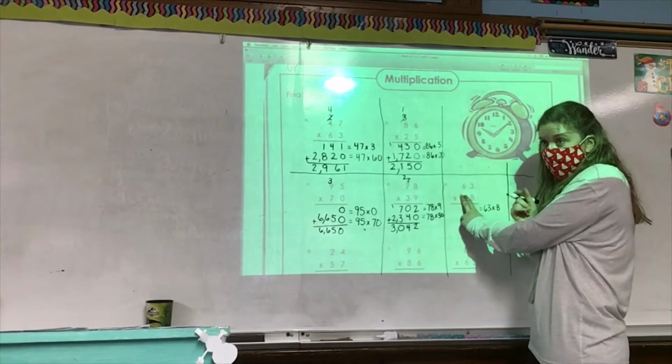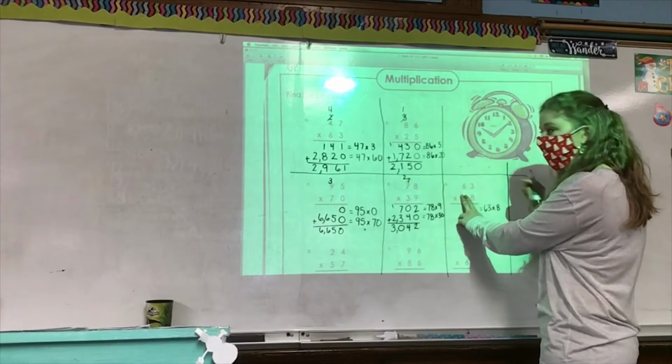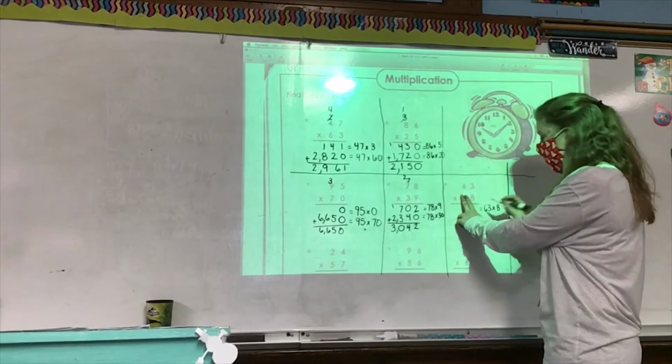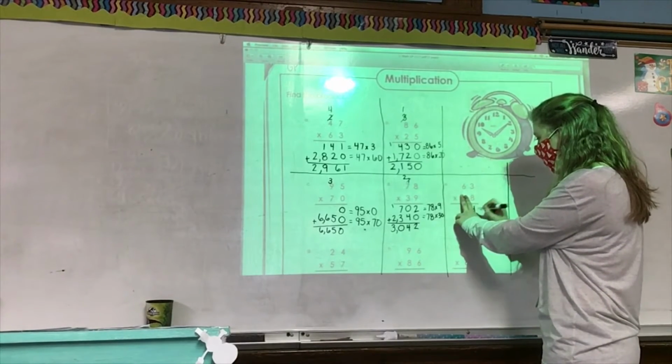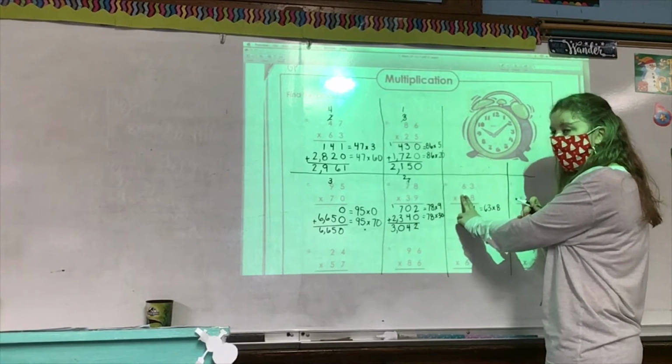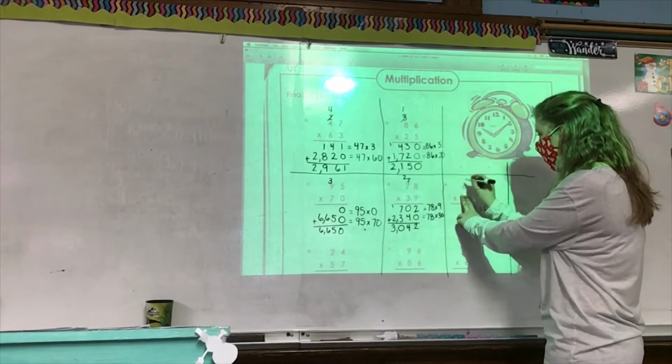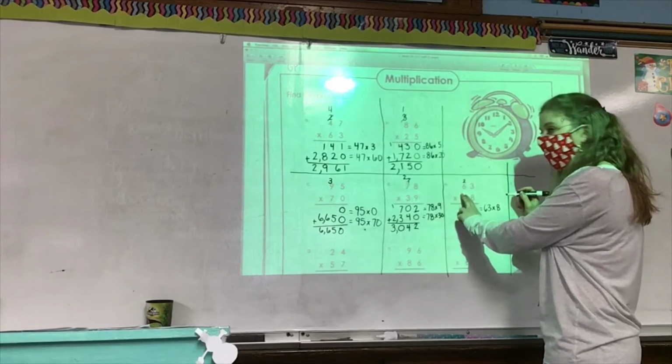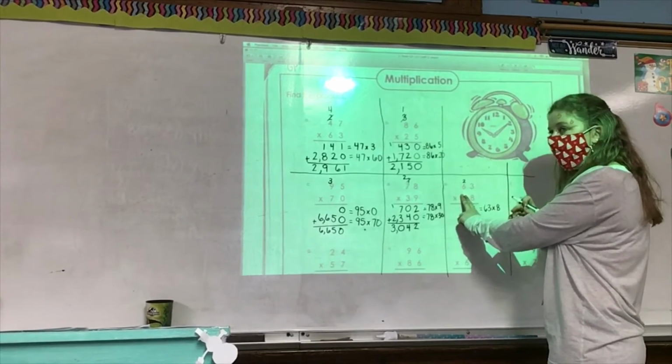Now we can just pretend this 4 is in here and multiply like we would with a 1-digit number, right? So 8 times 3 is 24. We leave the 4. Do we have a place to regroup the 2 to? Yes, so we're going to regroup it. Okay. Now, 8 times 6?